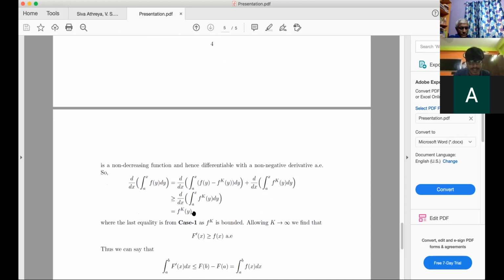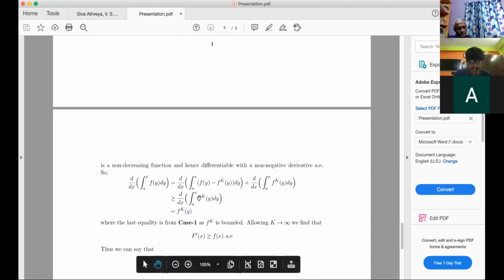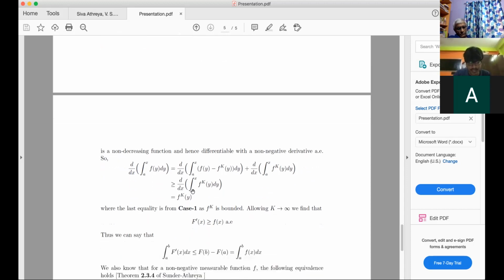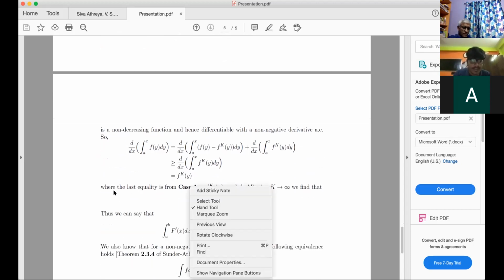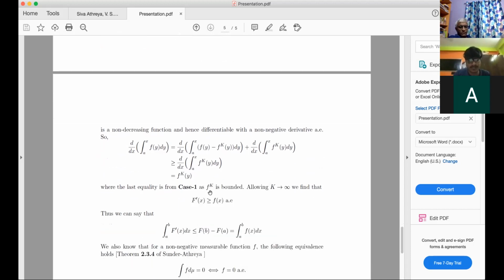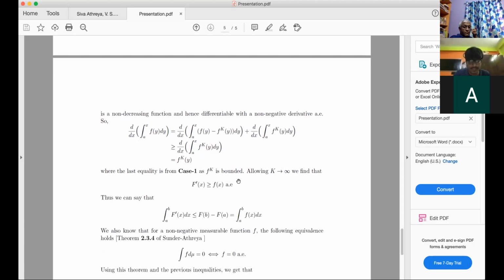So this function is greater than or equal to the derivative of this, but this on the other hand is just equal to f_k of x. This just gives you a case one where f_k is bounded, and if you allow k to tend towards infinity, you get that f prime of x is greater than or equal to f(x) almost everywhere. This is one equation that we get.